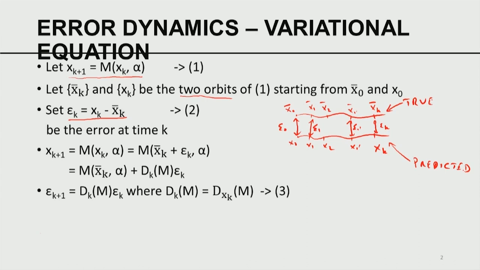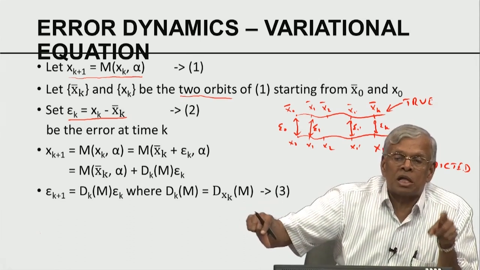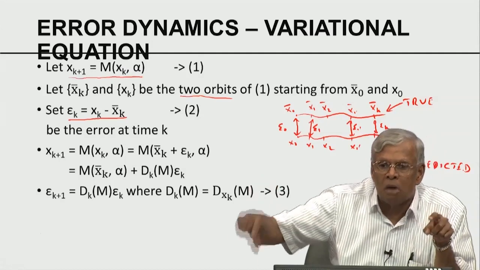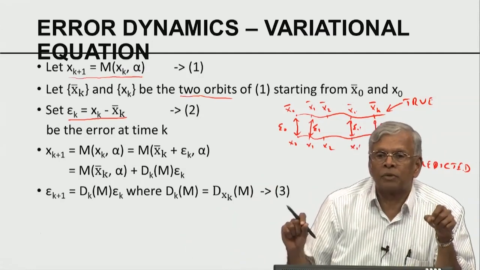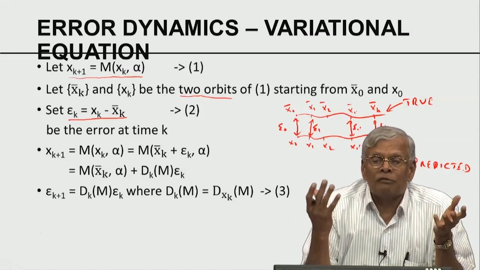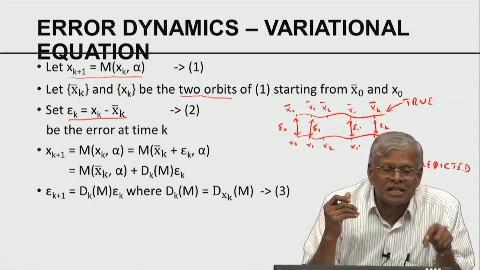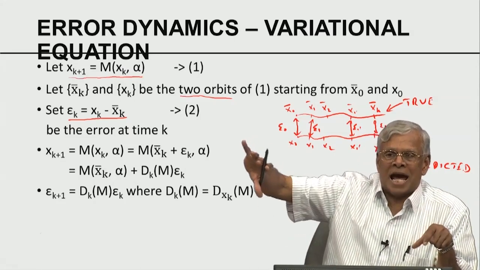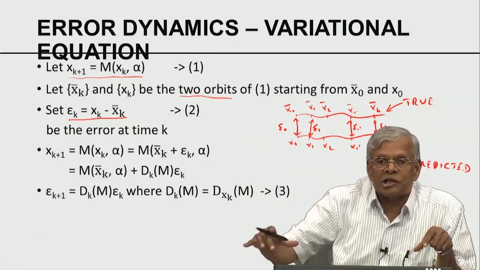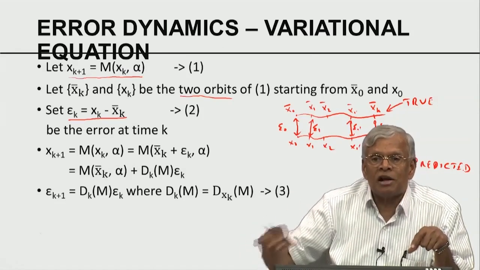So what is it that one would expect? If the error in the initial condition is small, if the prediction at time k is closer to the true state, that means the error in the prediction at time k is also small. In other words, small initial errors lead to small errors in the forecasted future time. Then you would say the model forecast is more reliable. If the error in the initial state explodes in time, then the quality of prediction given by the model deteriorates in time.